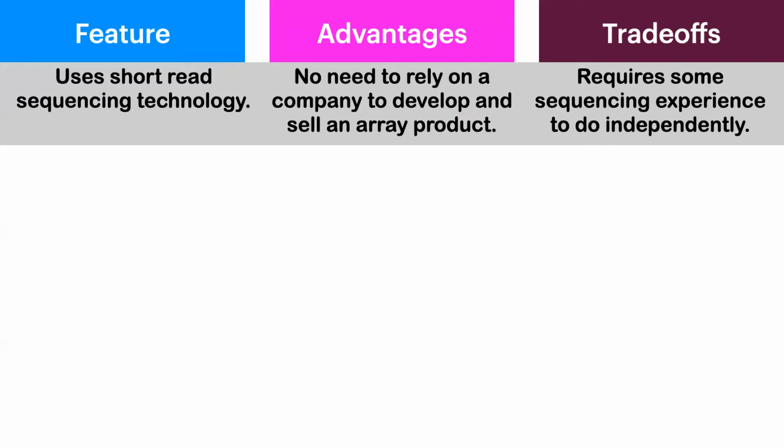So, some of the features, advantages, and trade-offs of low coverage sequencing. The first feature is it uses short read sequencing technology. So this isn't a specific product that a company makes for you. You don't have to rely on a company to develop and sell an array product. If you have a species that doesn't already have an array, and you wanted a genotyping array, you'd have to work with a company to develop a product. And then you'd be stuck purchasing that product from that company. Sequencing doesn't have that limitation so much as you're limited to, say, Illumina sequencers. So you can shop around a bit more.